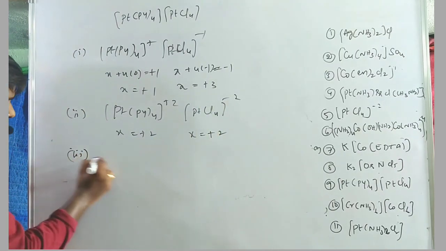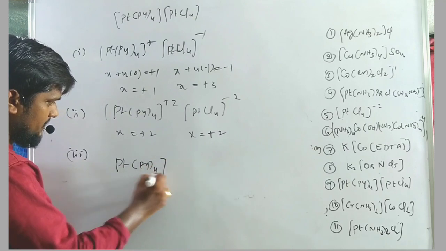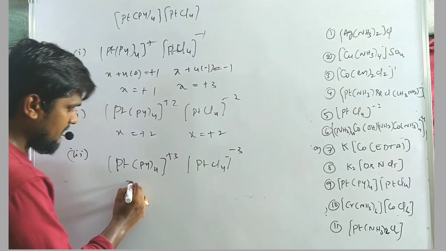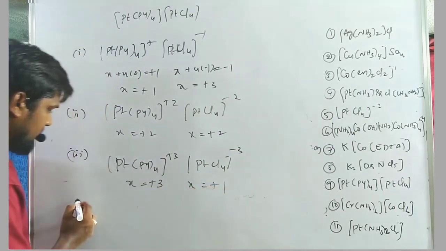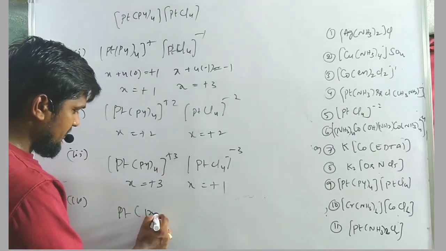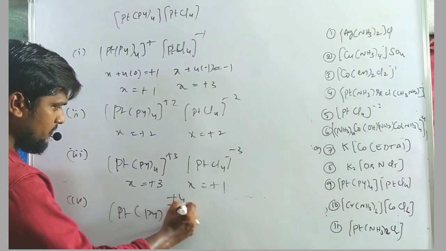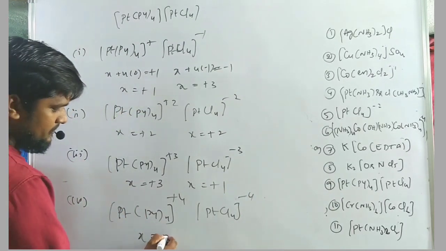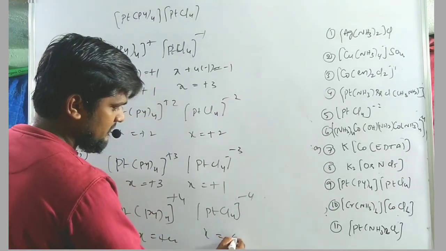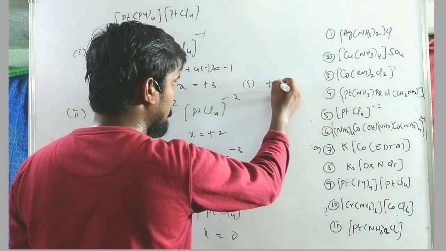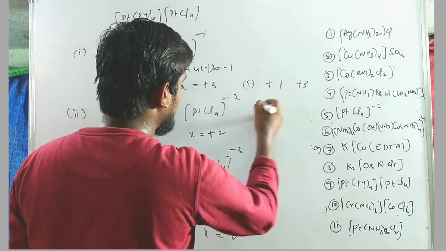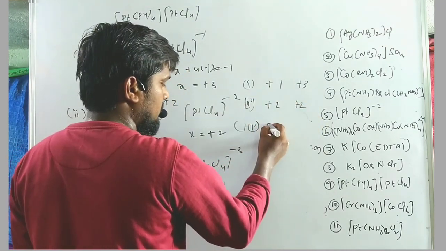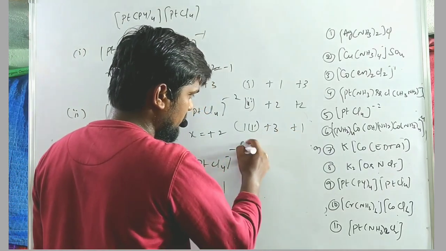Now the third one is [Pt(py)4] here plus 3, [PtCl4] here minus 3. Then x is equal to plus 3, and x is equal to plus 1. In the fourth assumption, [Pt(py)4] is plus 4 and [PtCl4] is minus 4. Then x is equal to plus 4, and x is equal to 0. So these are the four possibilities: plus 4 and plus 1, plus 3 and plus 2, plus 2 and plus 2, plus 3 and plus 1, and the fourth one, plus 4 and 0.